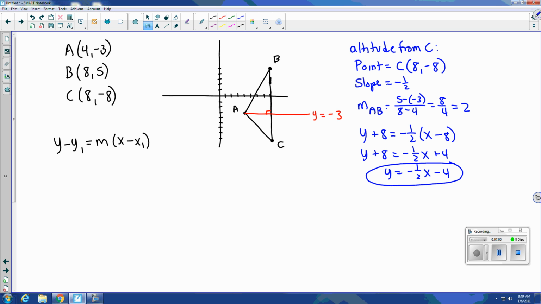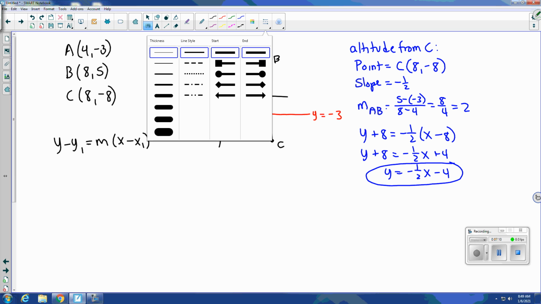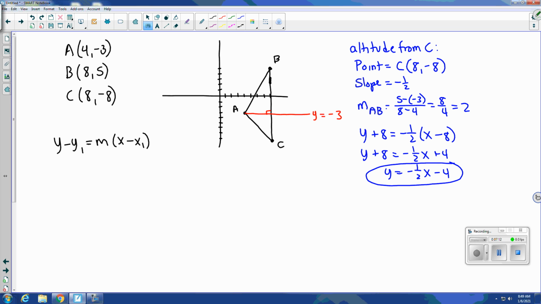Now, let's find the equation of the altitude from B. So we have the altitude from A, y equals negative 3. Now let's do from C. So we'll do altitude from B. So what is the point that we're going to use? Well, it's going to be the vertex where the altitude originates. So it's going to be point B.